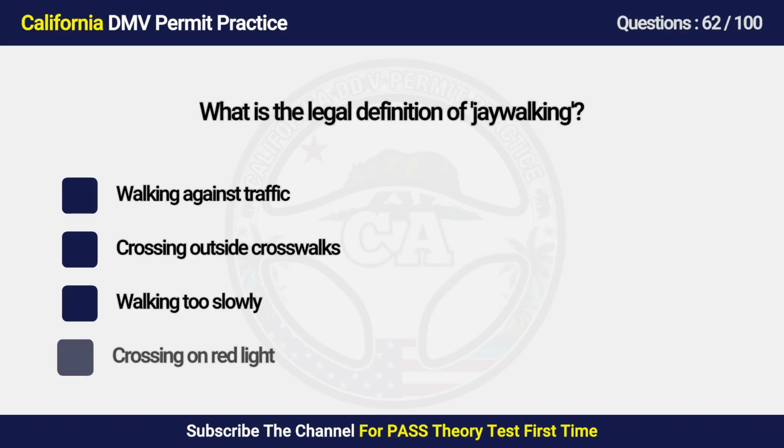Question 62. What is the legal definition of jaywalking? A. Walking against traffic. B. Crossing outside crosswalks. C. Walking too slowly. D. Crossing on red light.